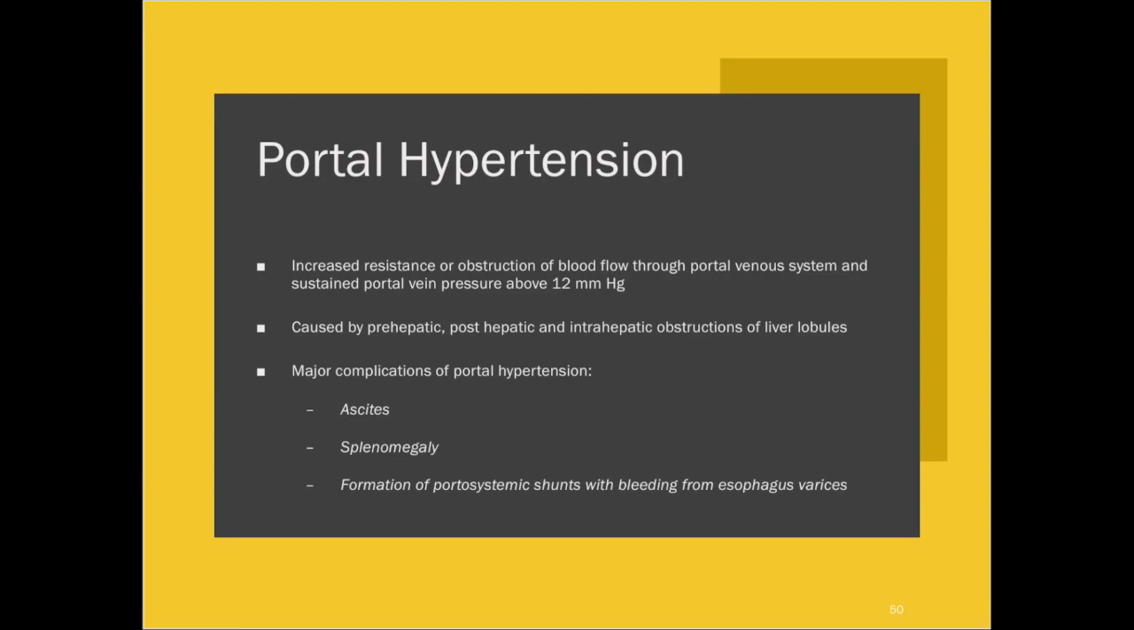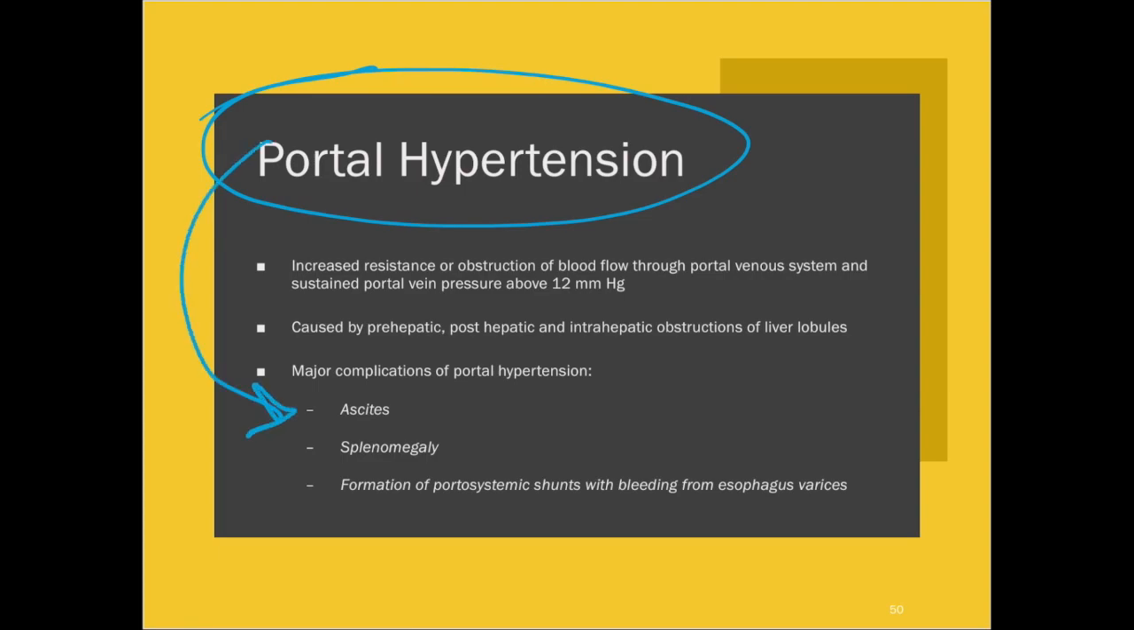Any increased resistance or obstruction or anything that's going to slow down the blood flow through the liver is going to increase the pressure in the portal vein. Again, it can have prehepatic, posthepatic, and intrahepatic causes. And some of the major complications of portal hypertension are the things we've talked about. So ascites, splenomegaly, and formation of portosystemic shunts with bleeding from esophageal varices. Really, it's this portal hypertension that happens first, that's then causing these other things we've talked about, the ascites, the splenomegaly, and the portosystemic shunting.